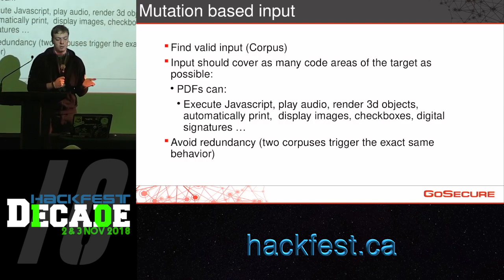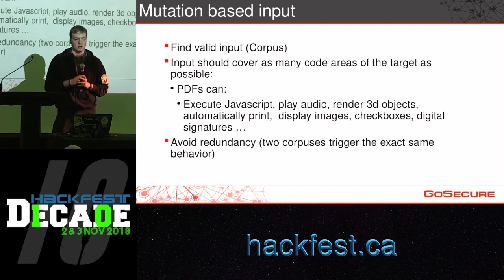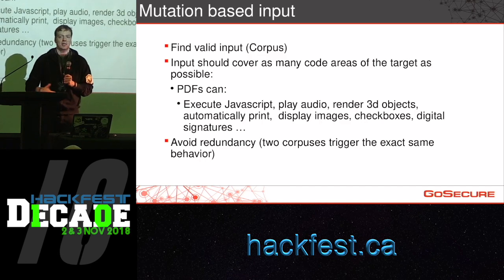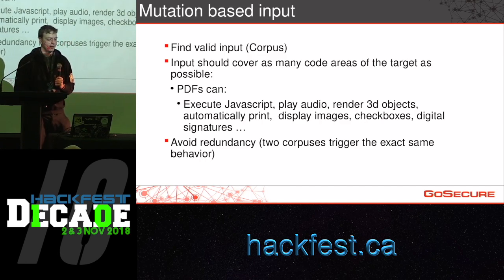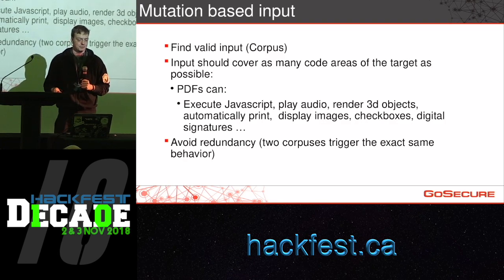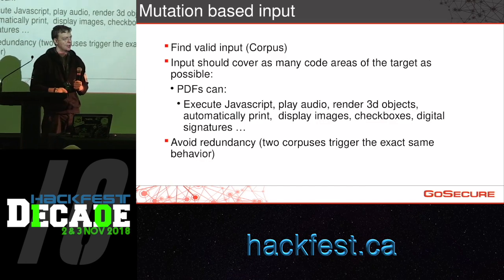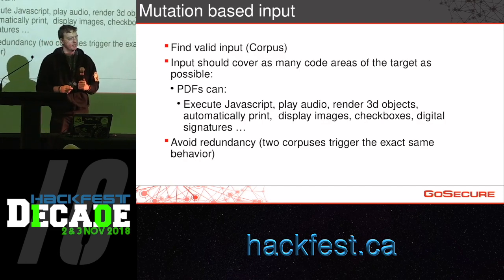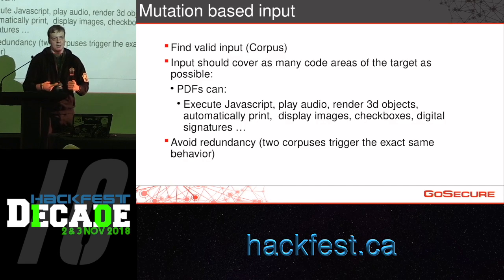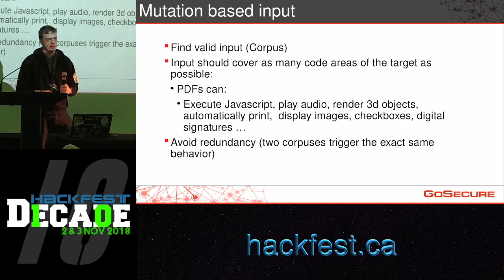It has checkboxes, it can verify digital signatures, it has 3D objects in it, and so on and so on. And we want to have input that covers basically all of this. And you will never be able to find a PDF that covers all of these functions. At the same time, you don't want to scroll through all the PDFs that you might find on the internet just to find out if there's a PDF that triggers something new. We also want to avoid redundancy, which basically means we have two PDFs in our test set which trigger the exact same behavior in our PDF viewer, because this would be redundant. The same behavior is triggered twice, and we would end up testing the same behavior twice.